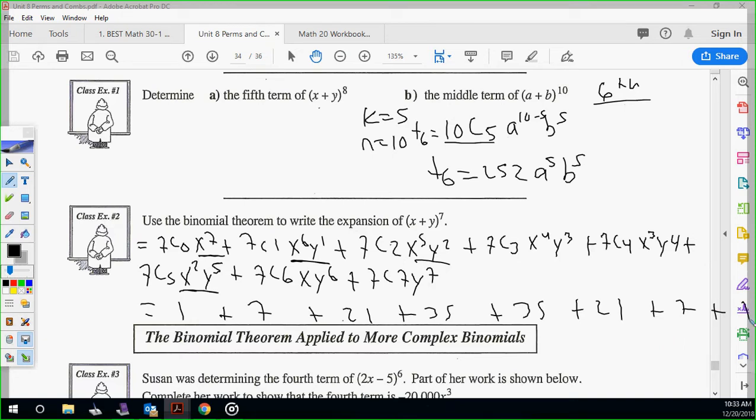So essentially what I'm telling you is, and you should know this, 7 choose 0. There's only one way not to choose anything, right? So that's always a 1. Everything choosing a 0 is a 1. That's why the 1's are on the outside. 7 choose 1. Okay, there's 7 options to choose one thing. Okay, so what I'm saying is these coefficients are the answers to those combinations.